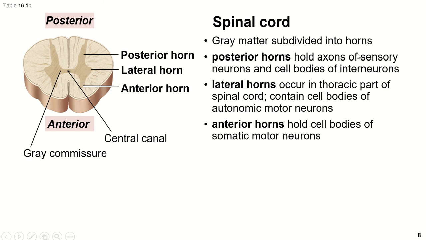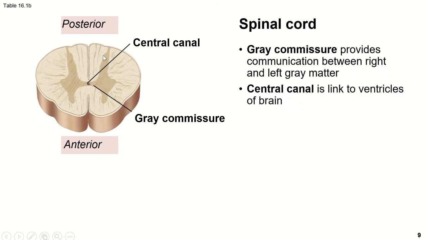Okay, remember that the cell bodies of the sensory neurons are outside of the spinal cord in the posterior root ganglion. And then the lateral horns are going to have cell bodies for autonomic motor neurons. The gray commissure is this little strip of gray matter that connects the right and left sides. You remember a commissure is a set of tracts that crosses across the median of the central nervous system. In the middle of the gray commissure is the central canal. That's connected to the ventricles of the brain, and it is full of cerebrospinal fluid.